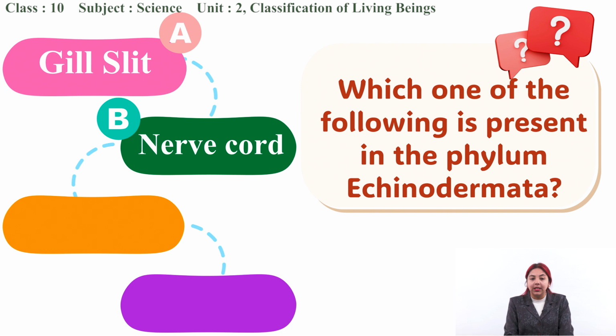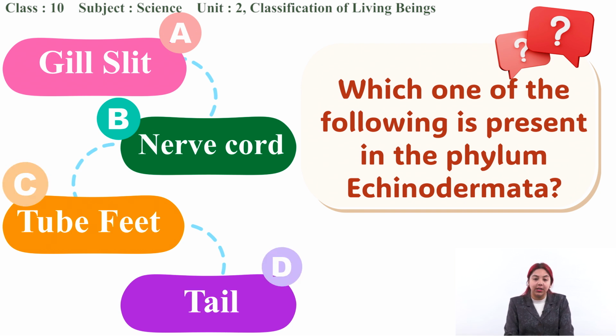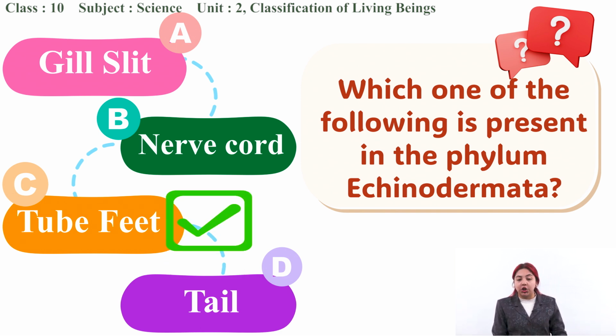Gill slit, nerve cord, tube feet, tail. So which structure is present in the phylum Echinodermata? Yes, it's the tube feet. Now gill slit, nerve cord and post-anal tail are the characteristic features of the chordates, but Echinodermata is invertebrates. It does not belong to the chordates phylum.